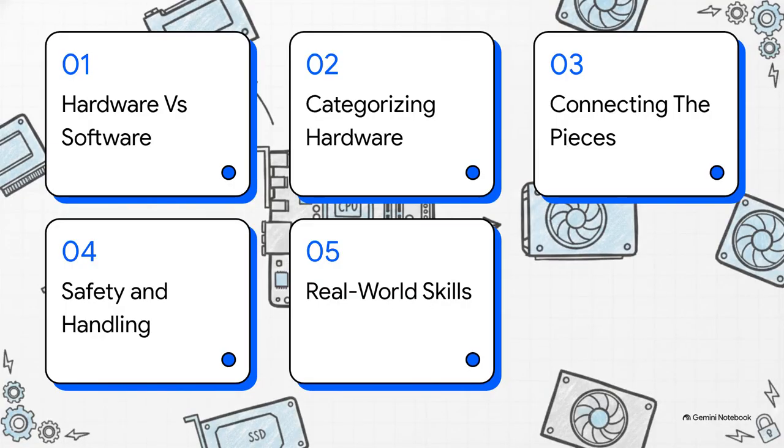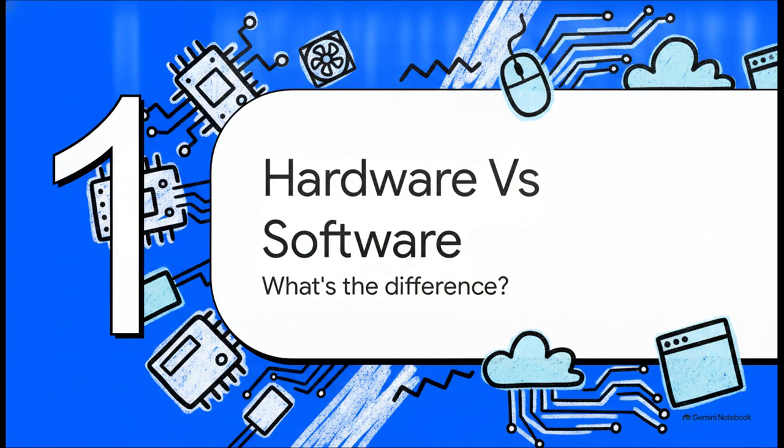Okay, here's our roadmap for today. First, hardware versus software. Second, categorizing computer hardware. Third, connecting the pieces. Fourth, hardware safety and handling. And finally, real-world hardware skills. Let's dive right in. Section 1.